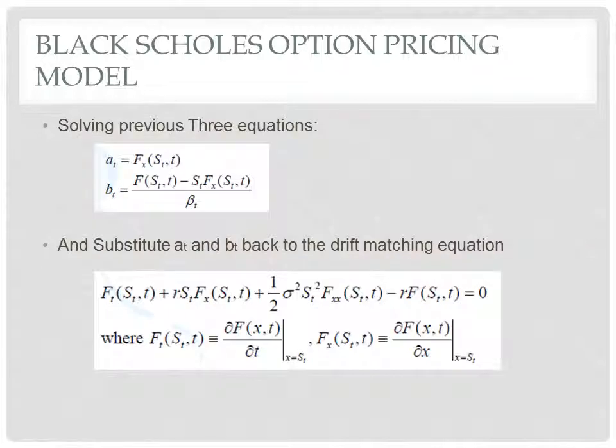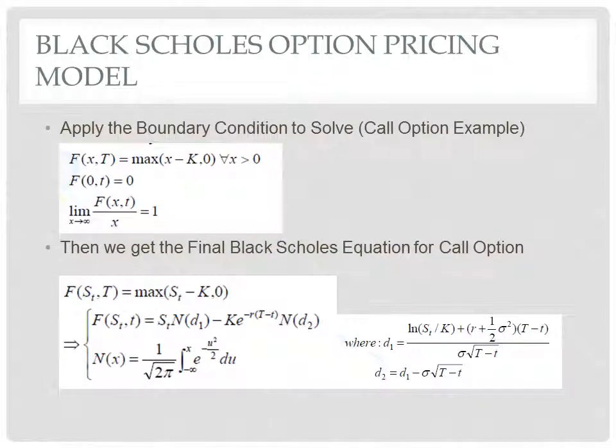Solving these three equations, we can get a_t equals f_x(S_t, t), b_t equals f(S_t, t) minus S_t f_x(S_t, t) divided by beta_t, and we substitute a_t and b_t back to the drift matching equation, we get the final equation here.